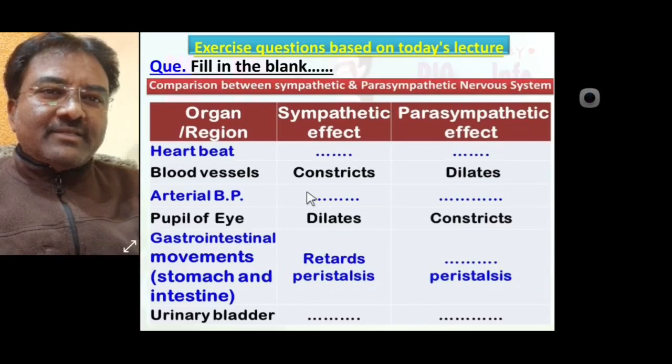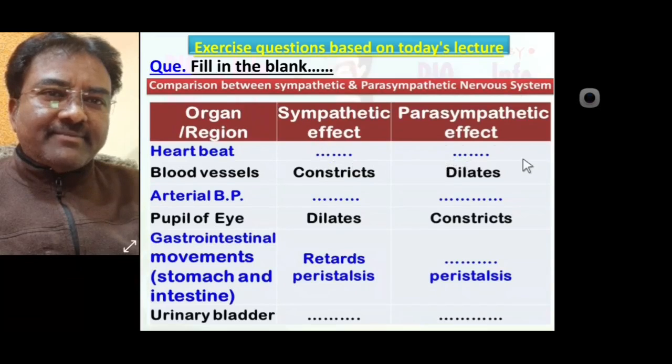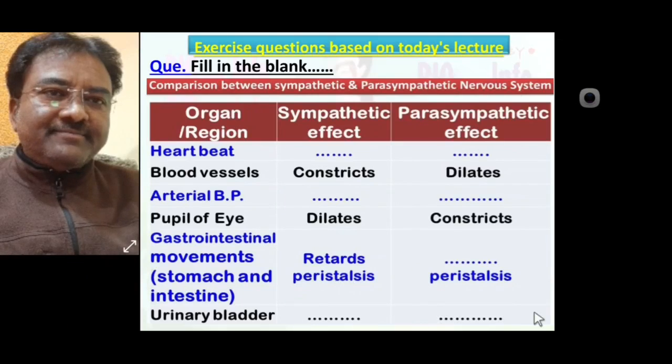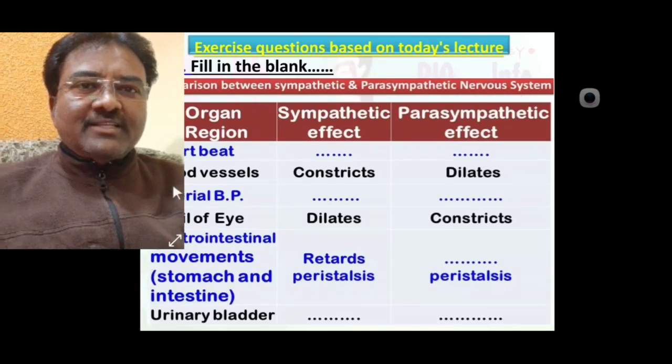So here one more time: increase heartbeat, decrease heartbeat, increase arterial pressure, decrease arterial pressure. Here accelerate peristalsis. Here relax urinary bladder, contract urinary bladder. Up to this, today's lecture completed.